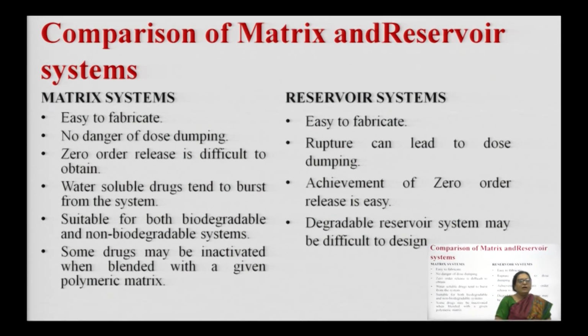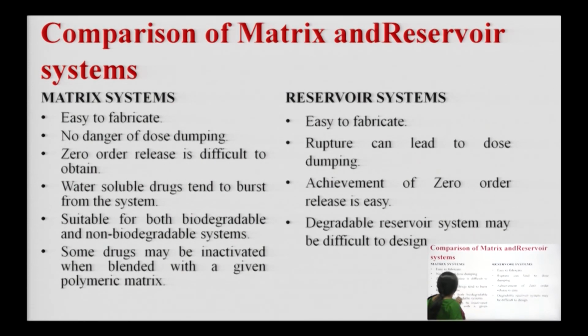Lastly, let us have a comparison between matrix and reservoir types of systems. Matrix systems are easy to fabricate. They have no danger of dose dumping. This is an important part, because the drug is embedded in the matrix, whereas in case of reservoir systems, the rupture of the coating membrane can lead to dose dumping.